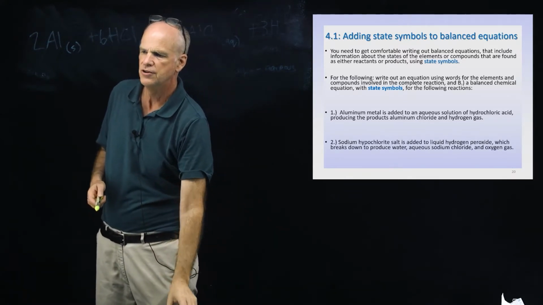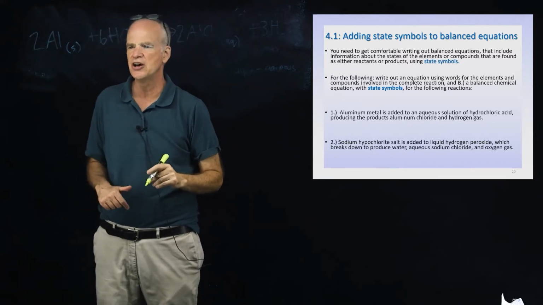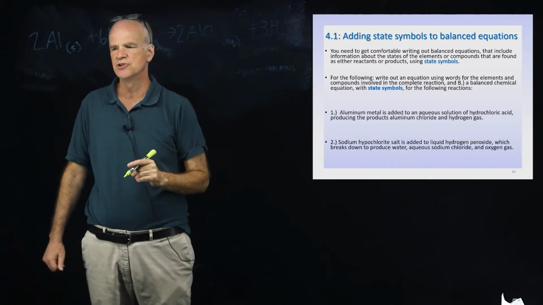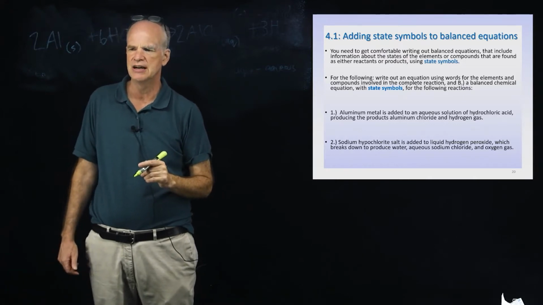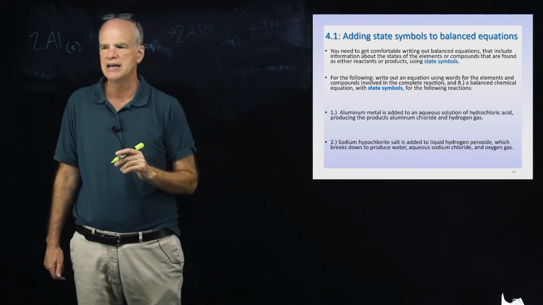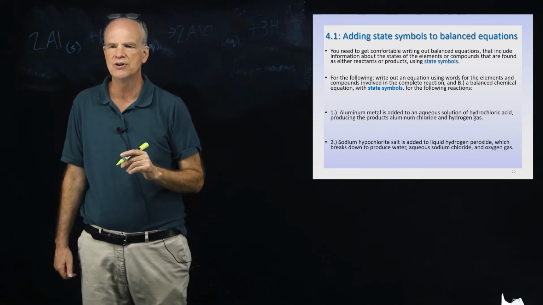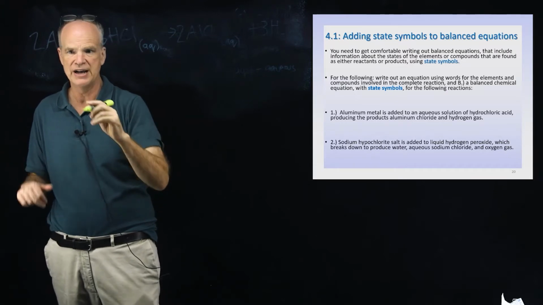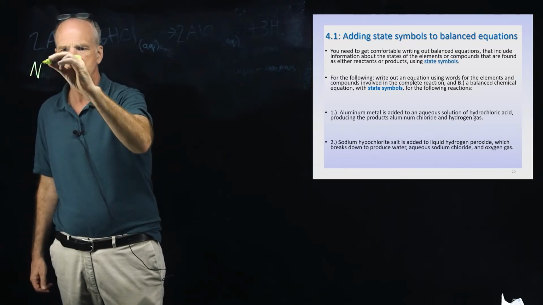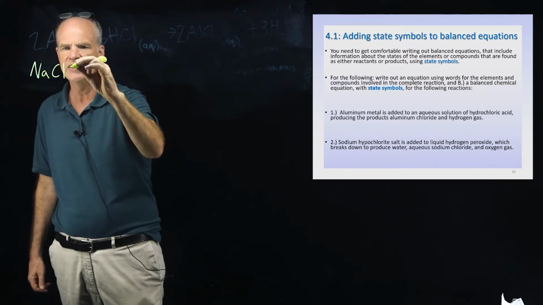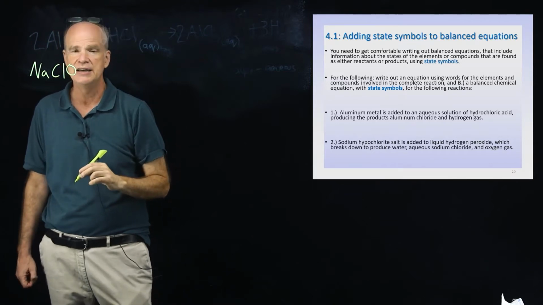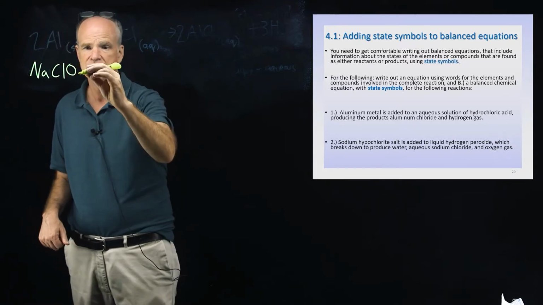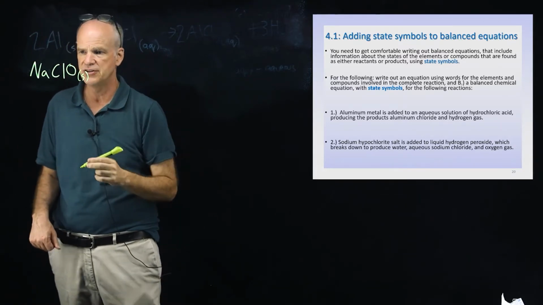Okay, so in this problem we have sodium hypochlorite salt added to liquid hydrogen peroxide, which breaks down to produce water, aqueous sodium chloride, and oxygen gas. So we have sodium hypochlorite salt. You're going to have to figure out a formula for that, and it is NaClO. And it looks like it is a salt, so it's indicated immediately that it's in the solid state. So you can write that there if you want.